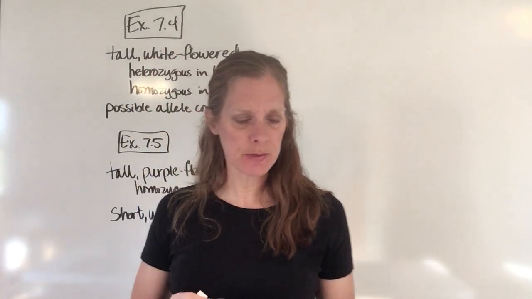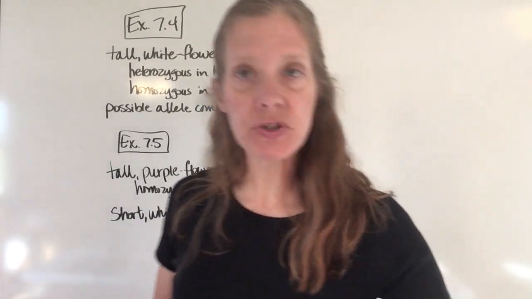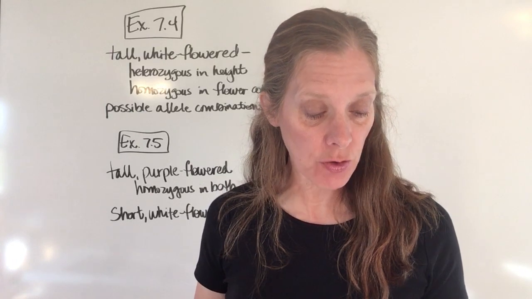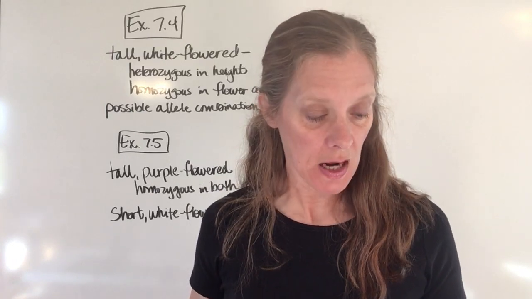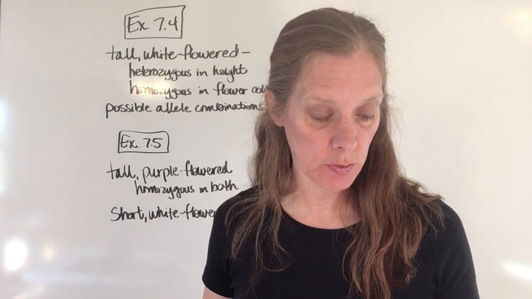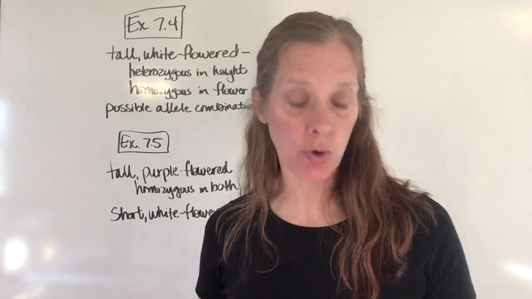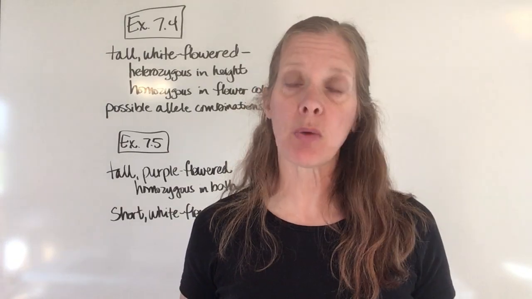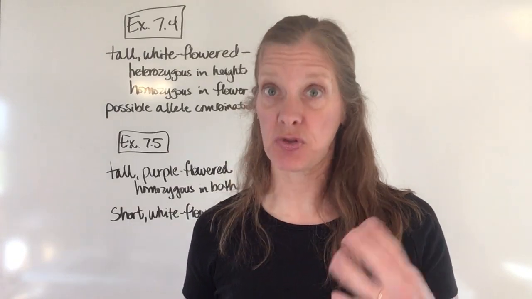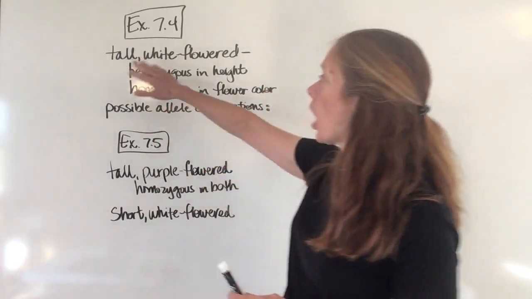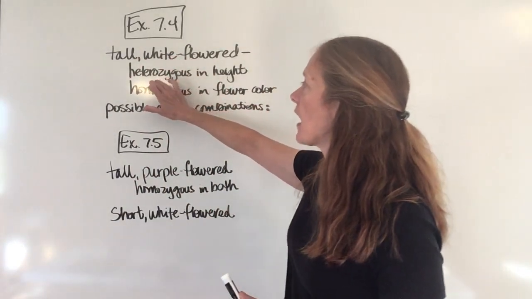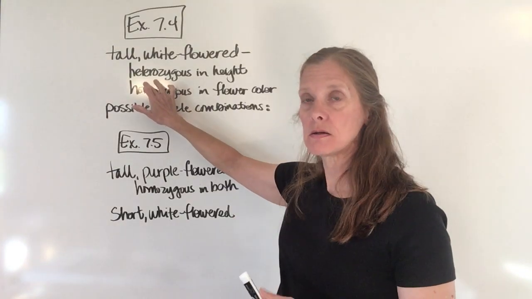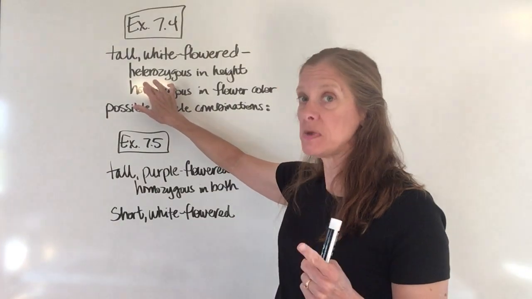All right, if I look at example 7.4, it says a tall, white-flowered pea plant is heterozygous in the gene that determines height and homozygous in the gene that determines flower color. What are the possible allele combinations for the gametes produced by this plant? Well, first of all, we've got to figure out what the genotype is for this plant. So it's tall and white-flowered, and it's heterozygous in height. So heterozygous means they're the same or different? Yeah, it means that they're different.